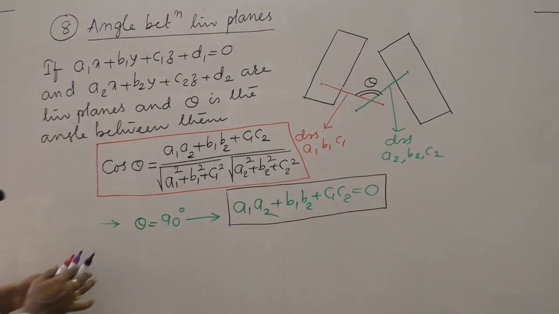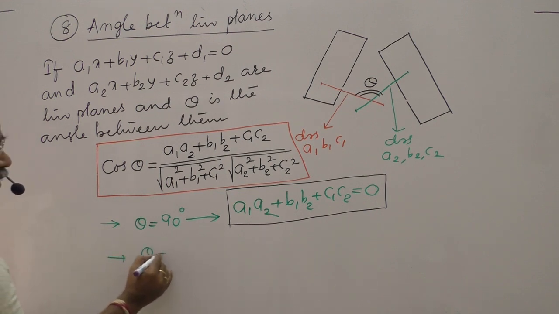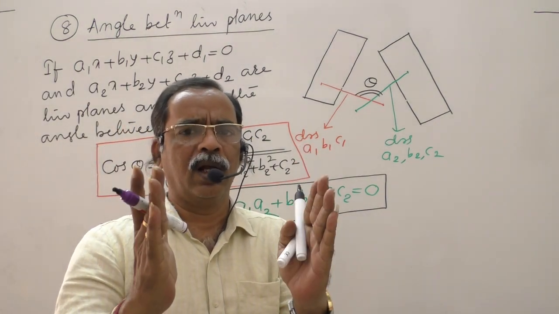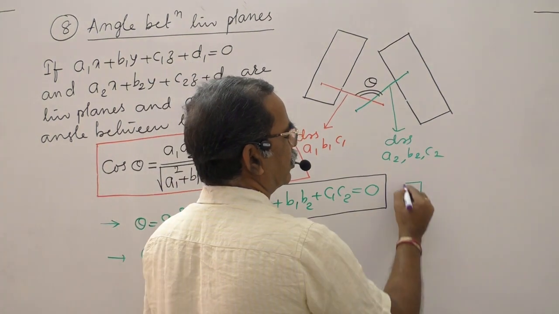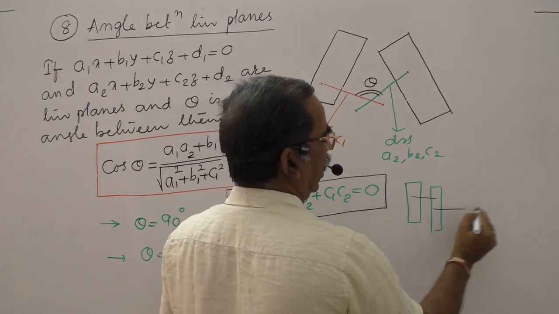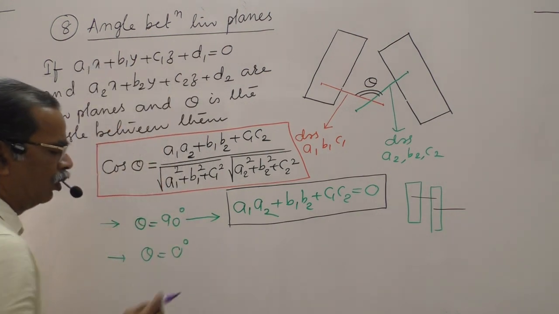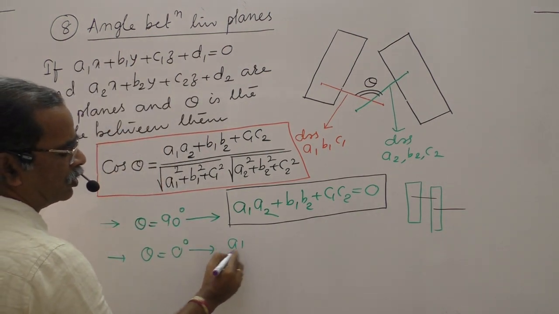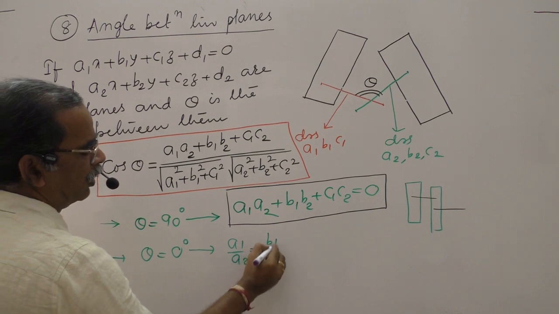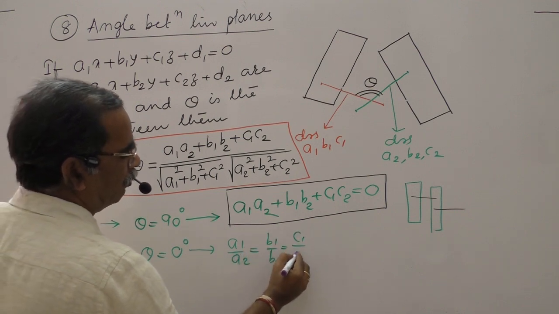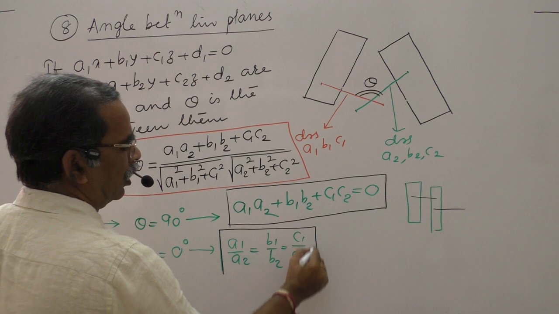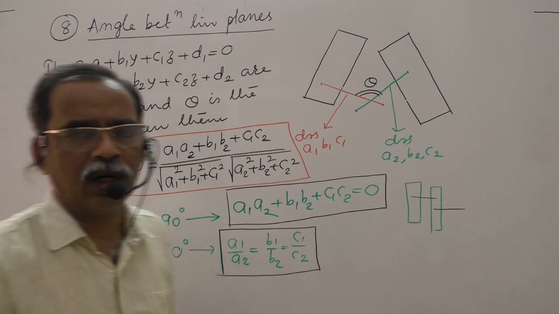Similarly, if the angle between the planes is 0 degrees, what does it mean? The angle between two planes being 0 means the two planes are parallel. If two planes are parallel like this, then their normals will be parallel only. When two lines are parallel, what is the condition? A1 by A2, they are proportional: A1 by A2 is equal to B1 by B2 is equal to C1 by C2. So this is the condition for two planes to be parallel. Two planes parallel means their normals are also parallel.